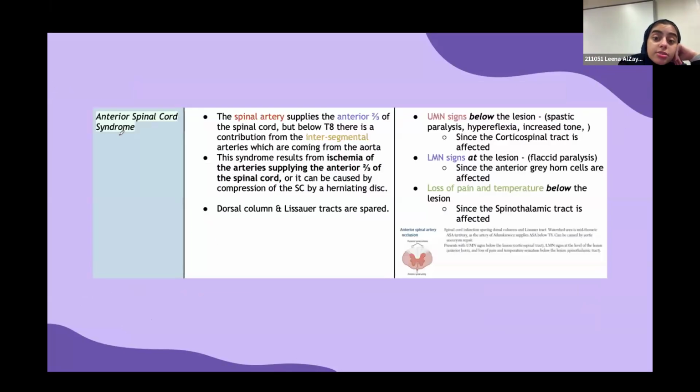So the anterior cord syndrome, you guys are completely right. It shows upper motor neuron signs below the lesion and lower motor neuron signs at the lesion, because you're losing the gray matter at the lesion due to the anterior gray horn being affected here. The upper motor neuron signs below are hyperreflexia, increased tone, spastic paralysis, and so on. Since the corticospinal tract is affected, which is in the anterior, you have loss of pain and temperature below the lesion. Why? Because the spinothalamic tract is involved. Does this all make sense?